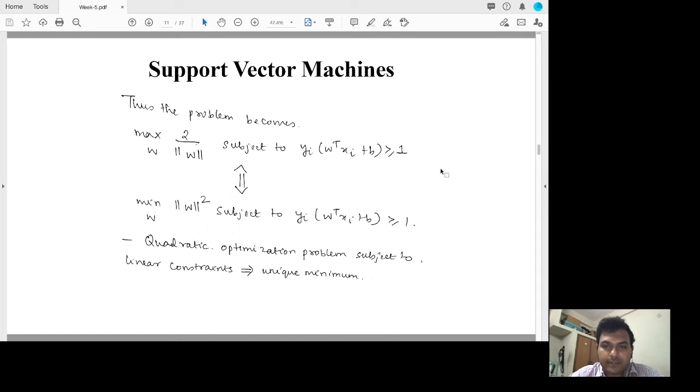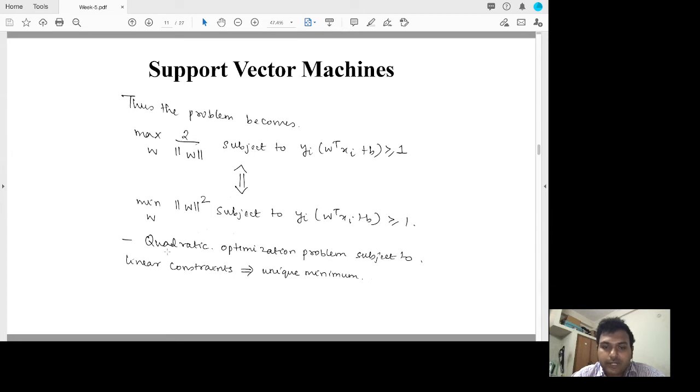This particular problem is a bit difficult to handle in optimization, so an equivalent formulation is this: if you are maximizing 1 by norm of W, you may as well minimize norm of W square. Anything you are minimizing, you can put a square, because norm is anyway a root term. So you try to minimize the norm of W squared, and the constraints remain as they are, subject to yi of W transpose xi plus B greater than 1.